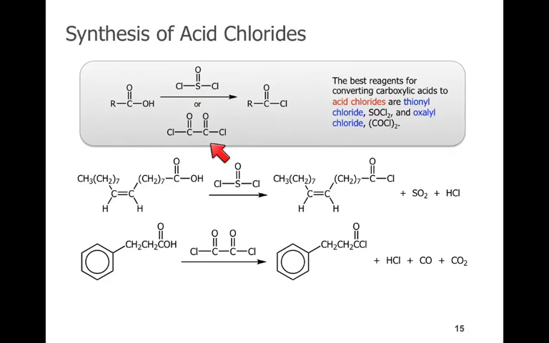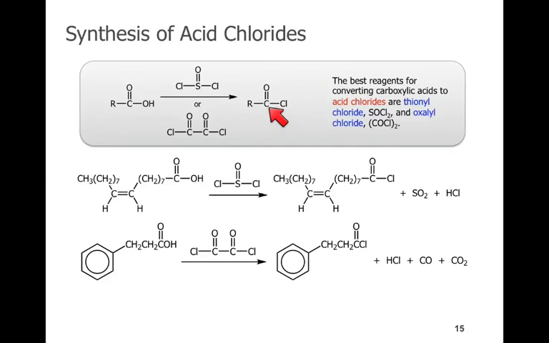They are very reactive. They have high vapor pressures. They react with water, for instance, so they have to be handled under special conditions. But typically you get very clean conversion into the corresponding acid chloride. Yields tend to be very high.